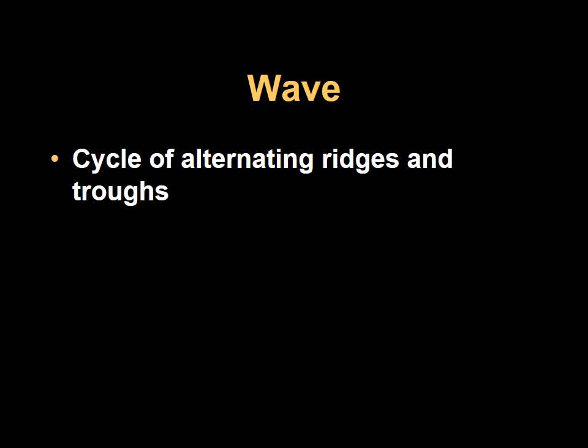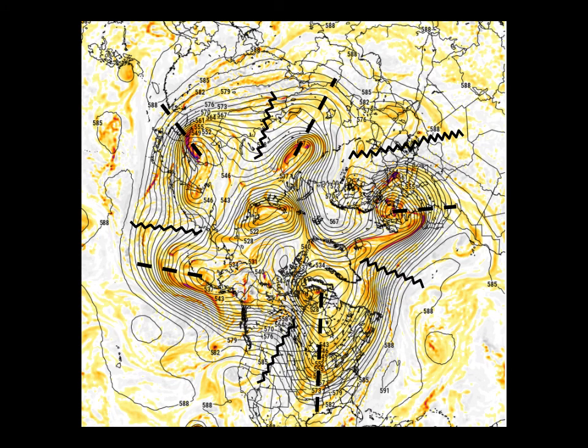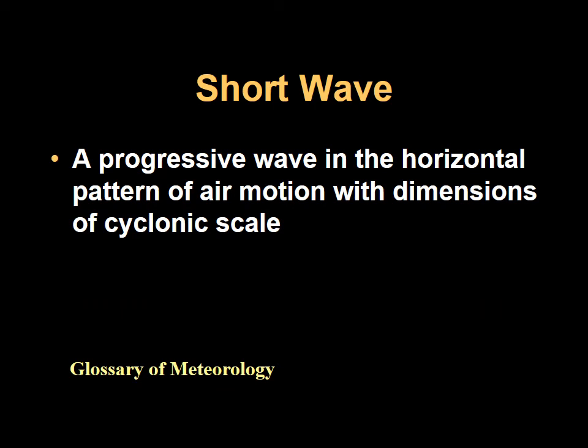And then a wave is a cycle of alternating troughs and ridges. You can have long waves or short waves. Long waves typically are major troughs and ridges, and they have a very long wavelength and also typically significant amplitude. We call these also planetary waves. This is what we were just looking at on the previous chart. Looking down on the North Pole, you can see those big ridges and big troughs. But superimposed upon these big ridges and troughs are smaller ones, which we call short waves. These short waves move a little bit faster, and they move actually through the long waves.